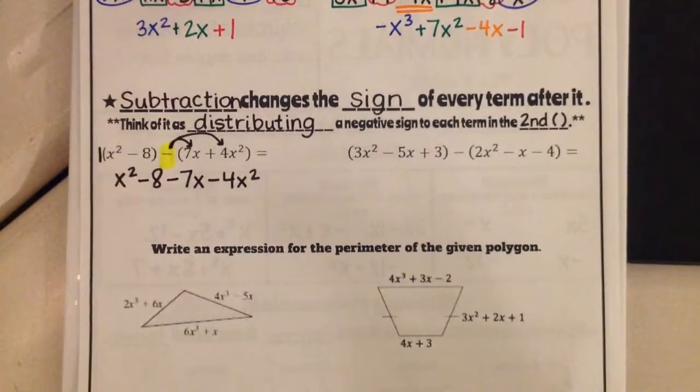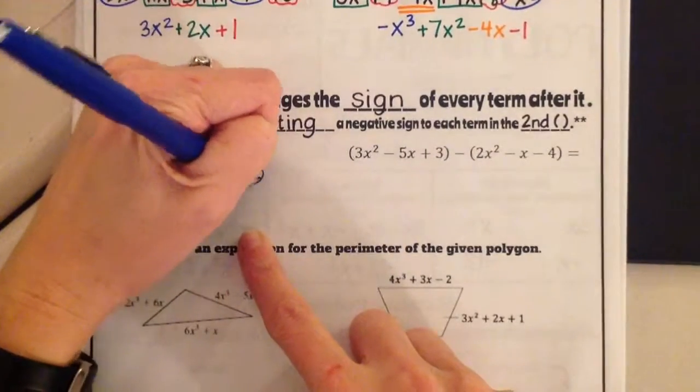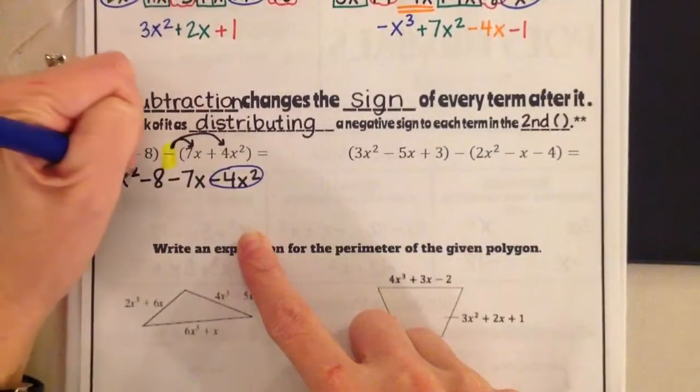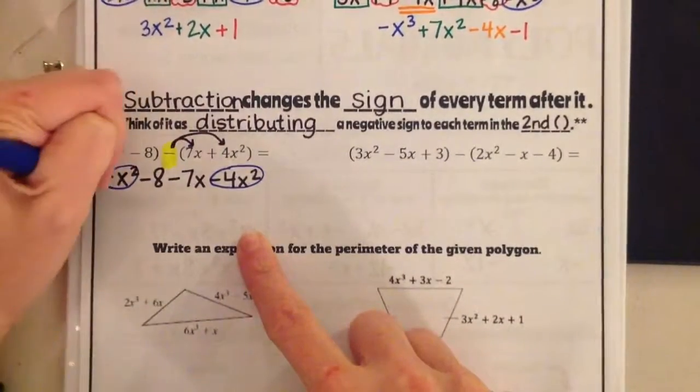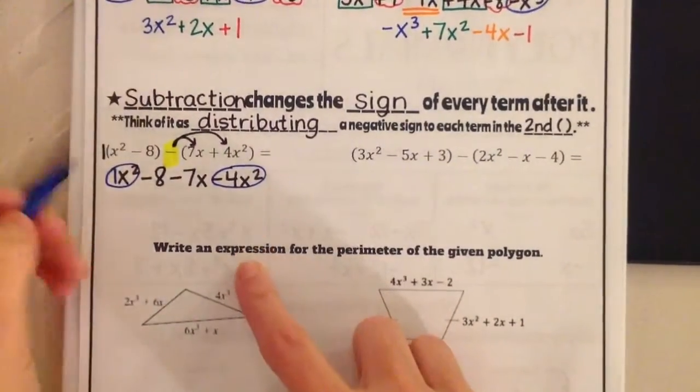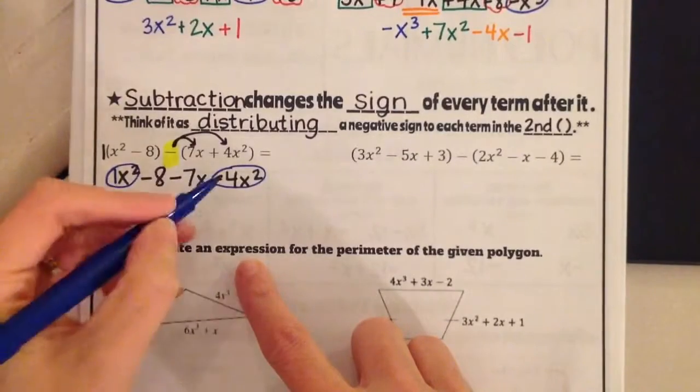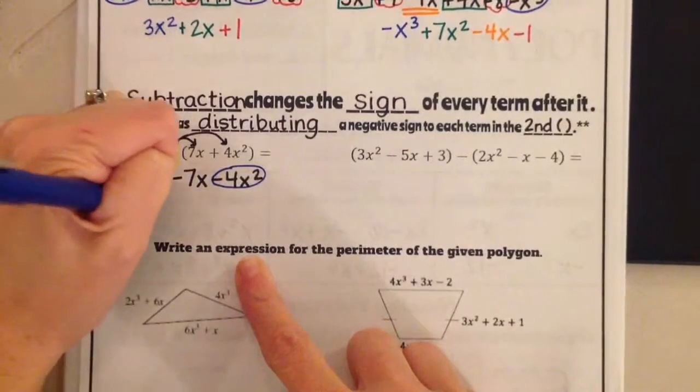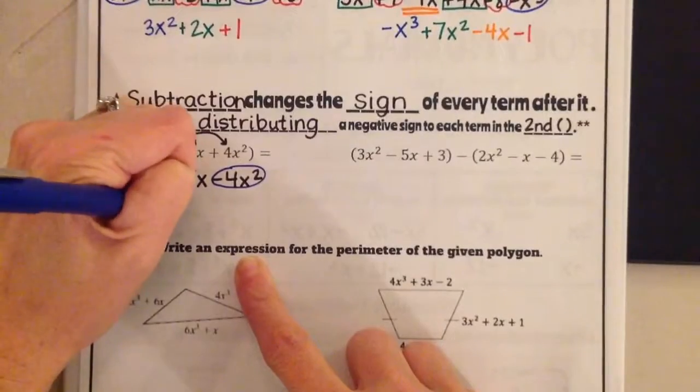Now I'm going to combine like terms, so I'm going to start looking for my highest degree, and that is a 2. My highest exponent is a 2. So I have 2 terms with x squared. And remember, this is a 1. So what do I get when I combine a 1 and a negative 4? I'm going to get a negative 3x squared.